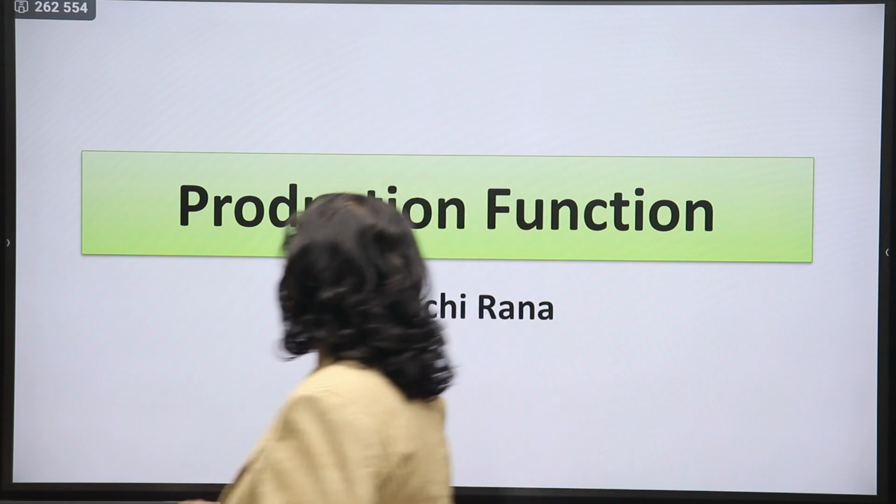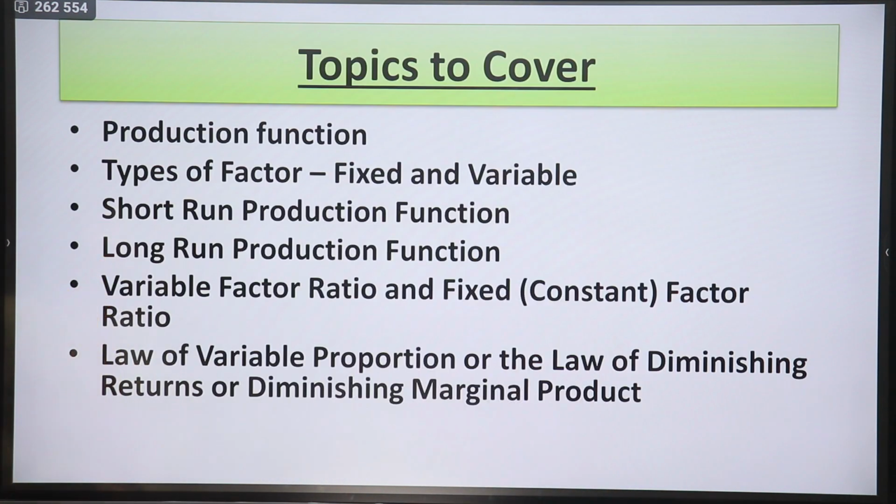So let's start with that. Topics to cover. Today we will cover what is production function, types of factor, that is fixed and variable factor, then short-term production function, long-term production function, variable factor ratio and fixed constant factor ratio, law of variable proportions or the law of diminishing returns or diminishing marginal product will also be discussed in this video. So let's start with our topics.